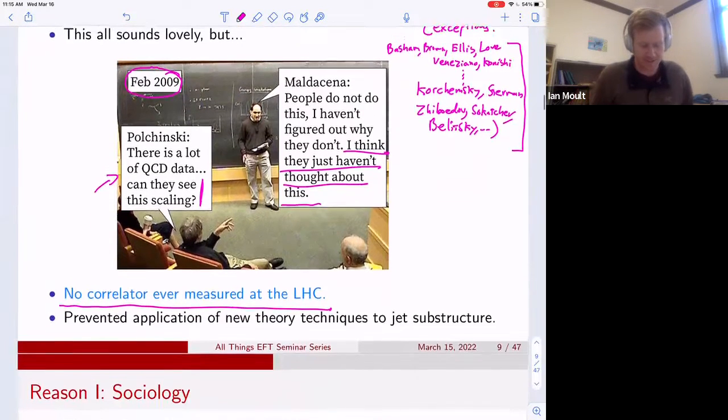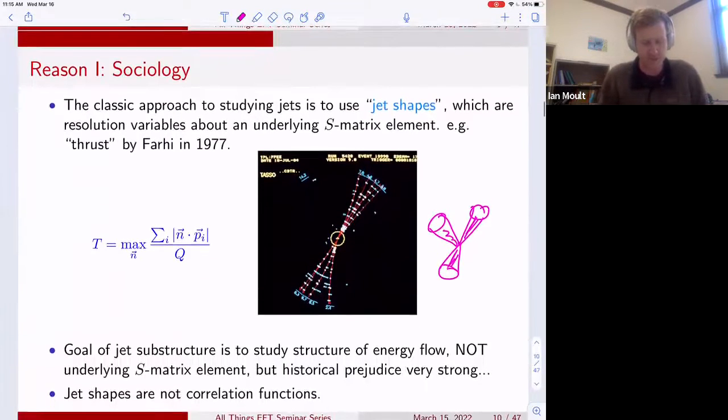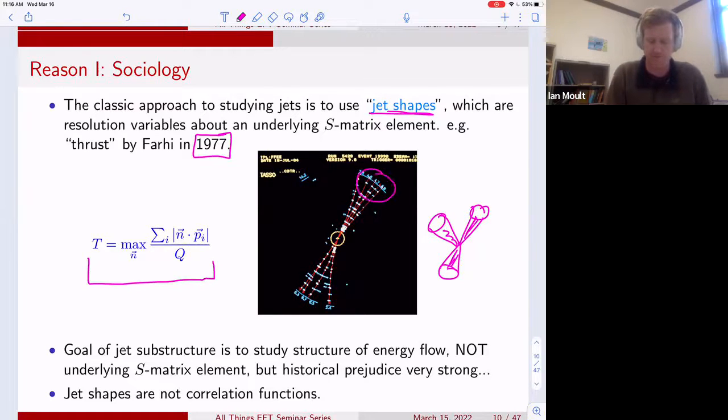And so it's worth understanding just a little bit why this approach was not adopted. One of the reasons is that the classic approach to studying jets, which was introduced in the mid-70s, was before our understanding of quantum field theory at the level which is required to really understand it in terms of these light ray operators. And so in particular, the classic approach to studying jets is to use jet shapes, and most people here are probably familiar with this very famous thrust observable, which is essentially measuring the spread of radiation about some particular axis.